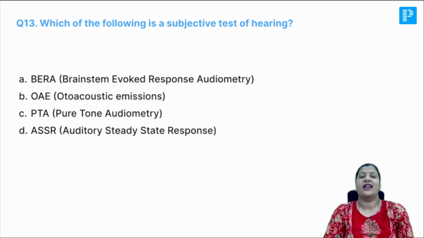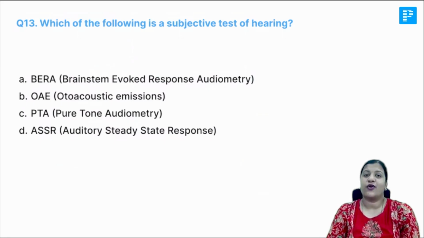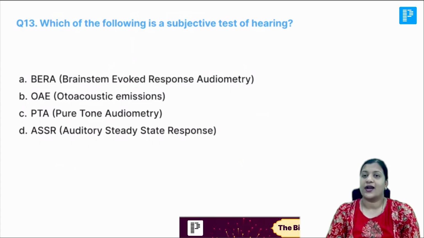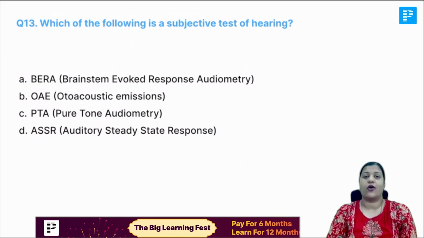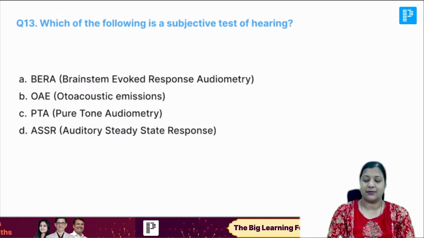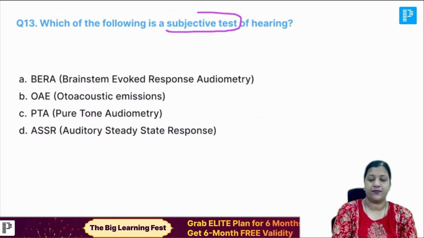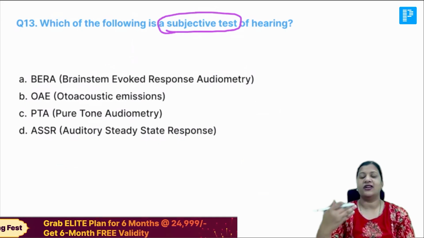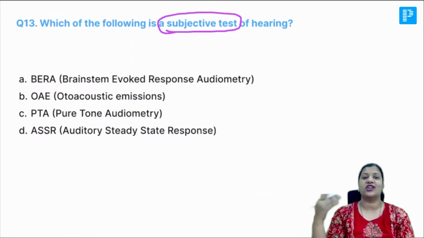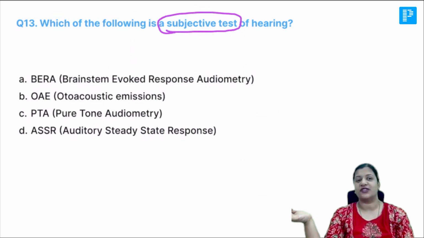Yes, very good. Now let's go to the next question. Which of the following is a subjective test for hearing? BERA, otoacoustic emission, pure tone audiometry, auditory steady state response. You have to tell me which is a subjective test. Whenever a patient is giving a response, we call it a subjective test. When we are getting a machine generated report, then we call it an objective test.